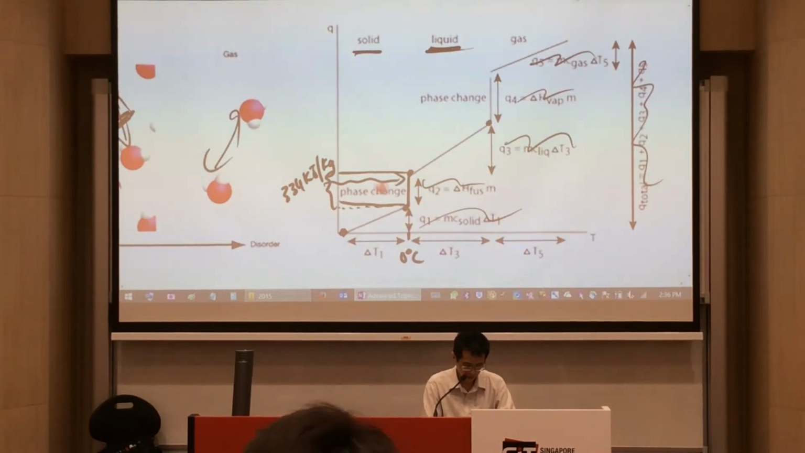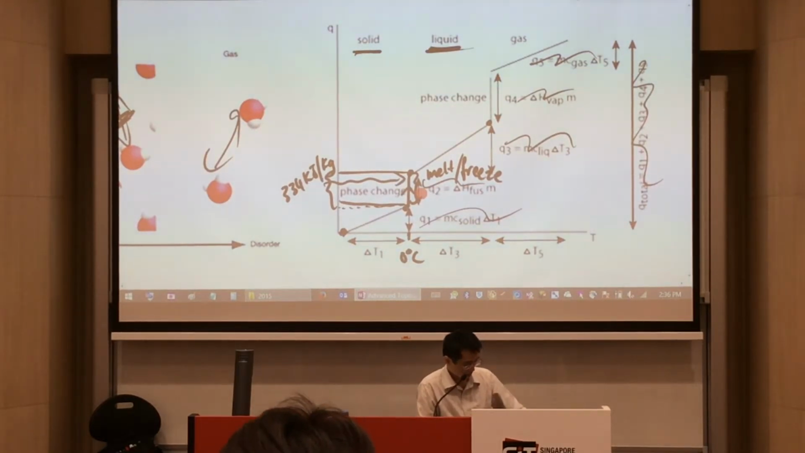So this part here is where you would have your melt or freeze phenomenon. Melt will be if you go in this direction. Freeze will be if you go in the opposite direction. Freeze will be in that direction. Okay.